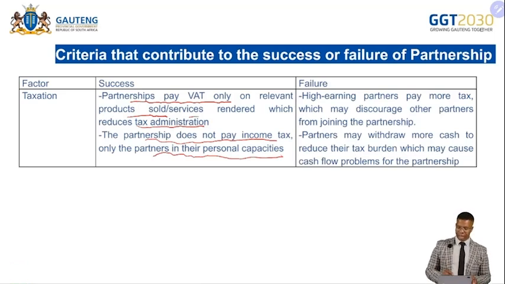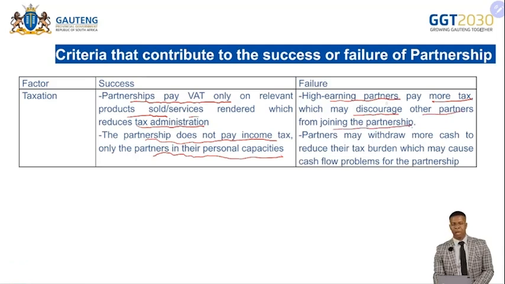However, what are the failure factors when it comes to the tax implication? High earning partners pay more tax, which may discourage other partners from joining the partnership. Remember, the partnership may want to grow, and they may want to add some other partners. So the idea that those who are high earning from the business as a partnership will be paying high tax might discourage others from joining the partnership.